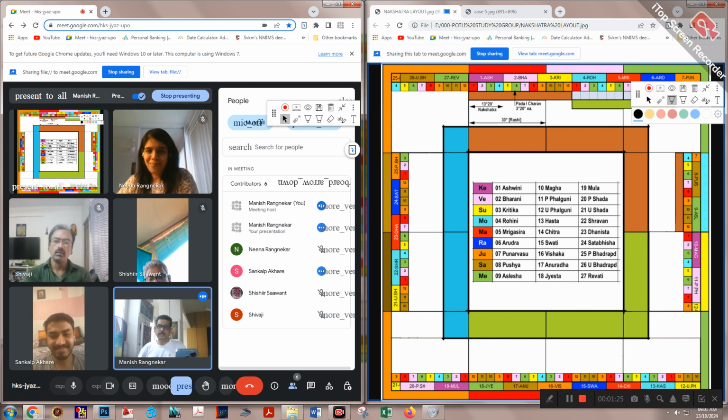So basically, any of the natal planets will always be set in one of the nakshatras. It will never move. Transiting planets can move. Okay, can move, will move. They will move from one nakshatra to the other.